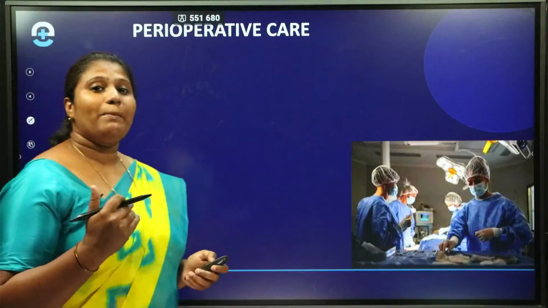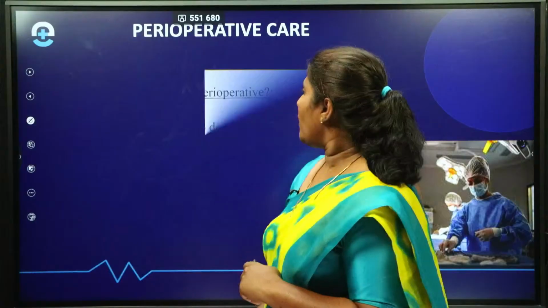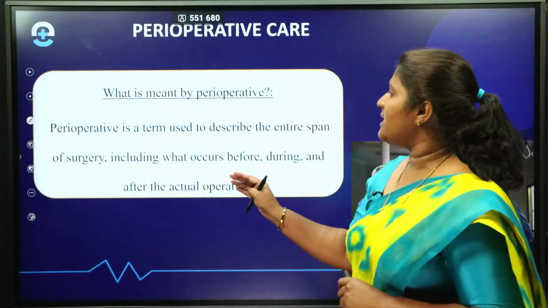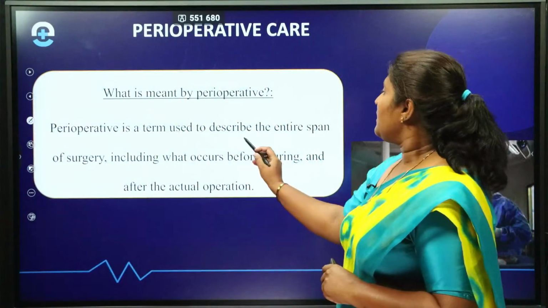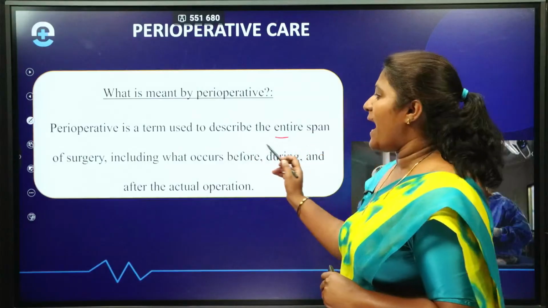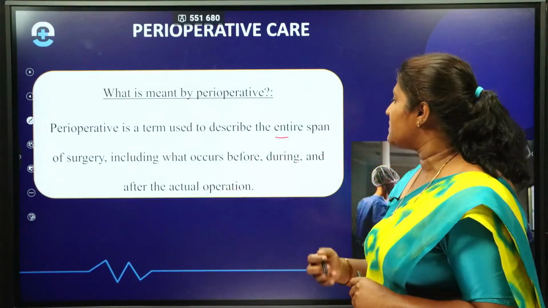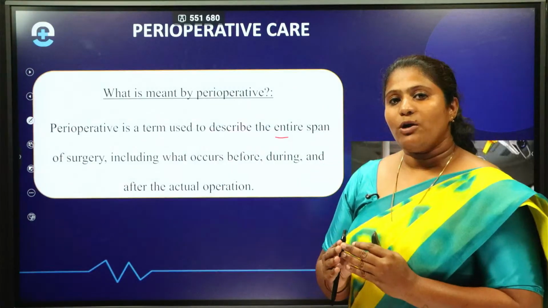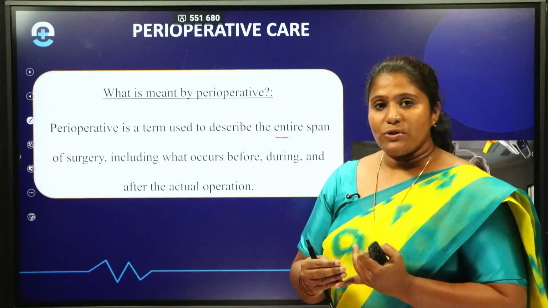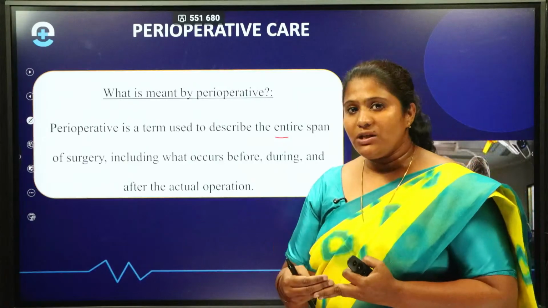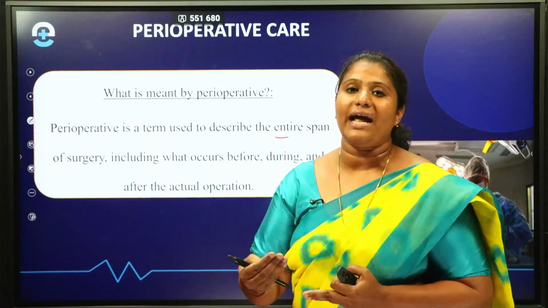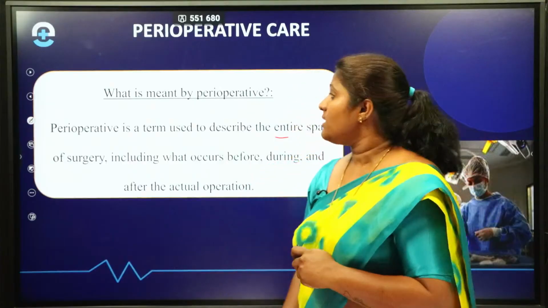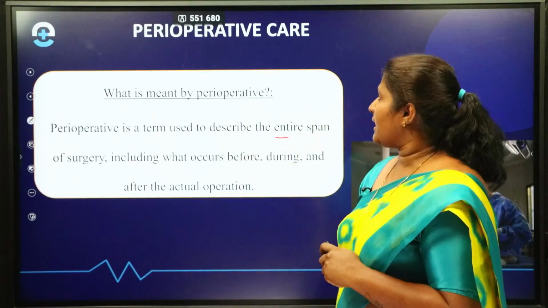So, what is meant by perioperative care? Perioperative care is a term used to describe the entire span of surgery, including what occurs before, during, and after the actual operation. So perioperative means what kind of nursing care has to be given to the patients during the procedure, before the procedure, and after the procedure. That is called perioperative care.